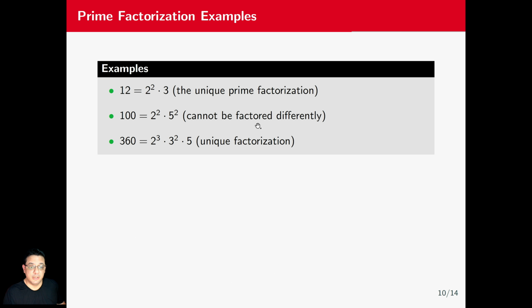Now, in the examples, once again, I can represent 12 as 2 to the 2 times 3, and 100 as 2 to the 2 times 5 to the 2. 360 I can represent as 2 to the 3 times 3 to the 2 times 5. And it cannot be factored differently. You can see that at most you can permute the primes, but that's all you can do.